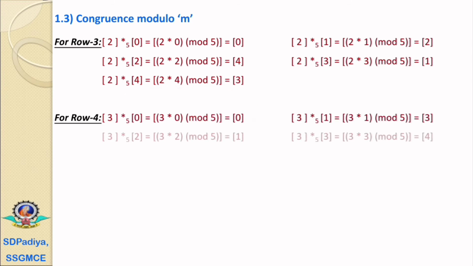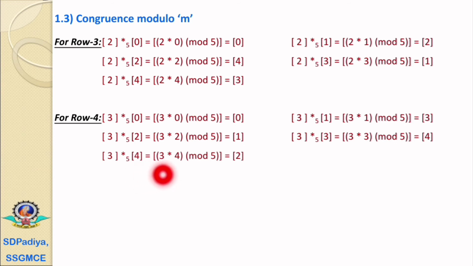For the fourth row, the combination of i equals 3 with j equals 0, 1, 2, 3, 4. The first is 3 into 0, that is 0, 0 mod 5 is 0. 3 into 1, 3, 3 mod 5 equals 3. 3 into 2, it equals 6, 6 mod 5 equals 1. When we divide 6 by 5, then the remainder is 1. The 3 into 3, it is 9, and 9 mod 5 equals 4. And for the last, 3 into 4, it is 12, and 12 mod 5 equals 2.